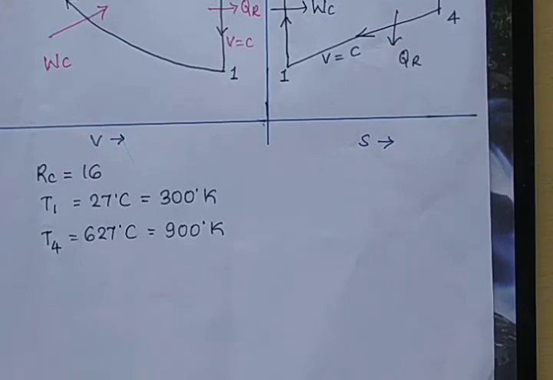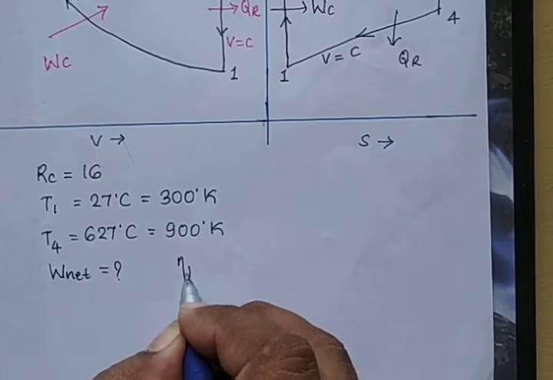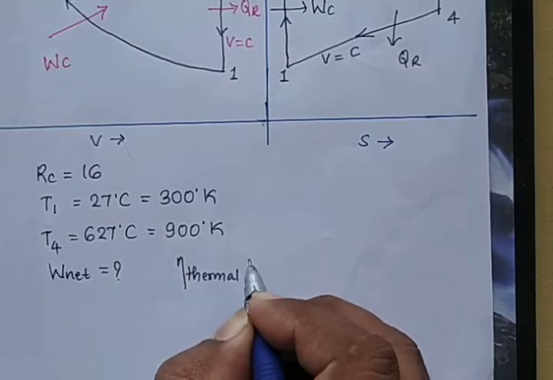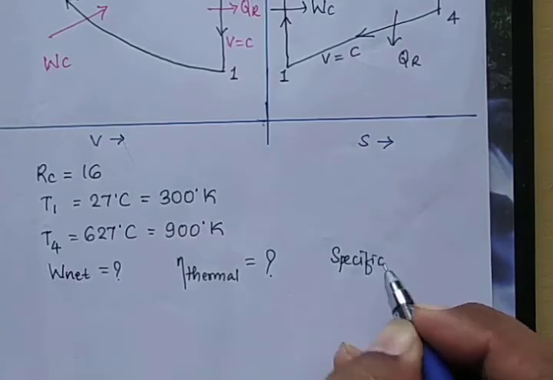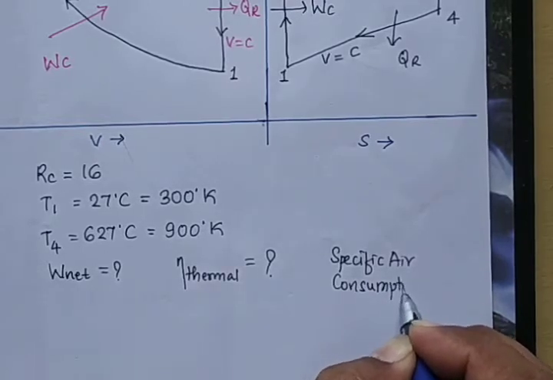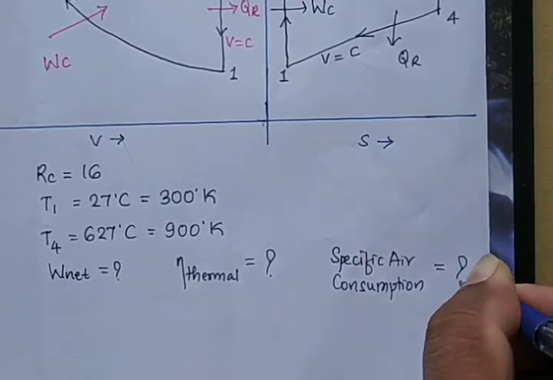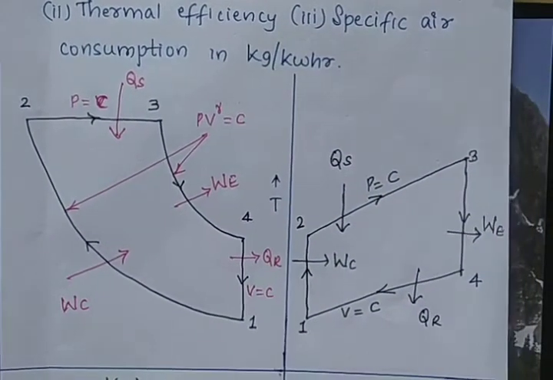So what we need to find out for this problem is W net, then thermal efficiency, that is air standard efficiency, and then specific air consumption, SAC you can call it. So these are the things we need to find out in this problem. We will take each and every process and then find out the parameters. So again I will show you the PV diagram and TS diagram.